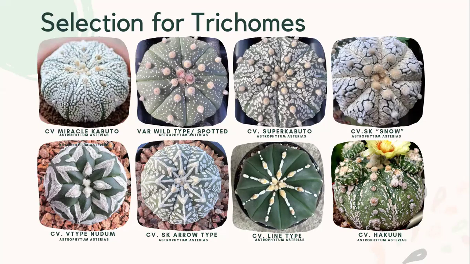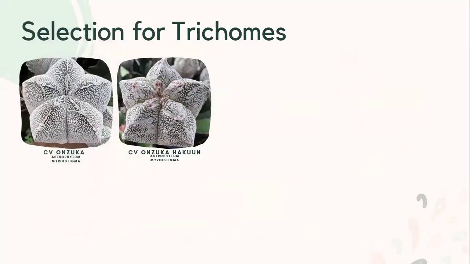And this one is the V type. This one is the arrow type. Looks like there's an arrow there. And this is the line type. And this one is a cultivar called hakuun, which means white patches in Japanese. So this is also in Myriostigma, the Onzuka. So named after the inventor, the person that cultivated it, Mr. Onzuka. And this is Onzuka hakuun. So as you can see, there's white patches here, so you can really tell the difference between the two.